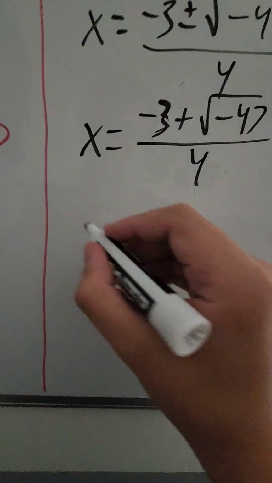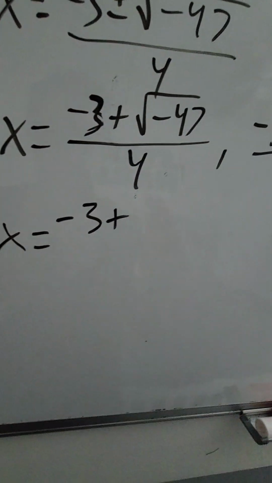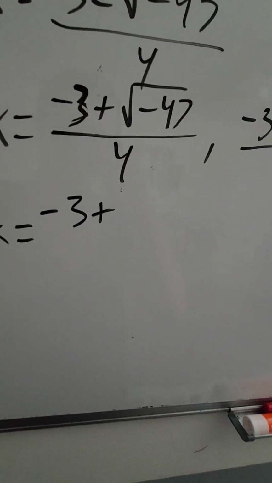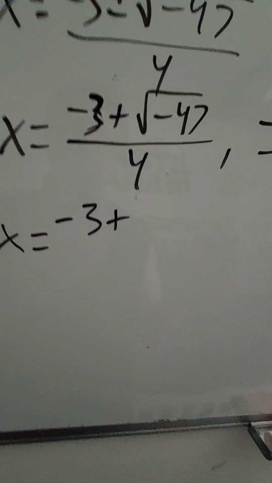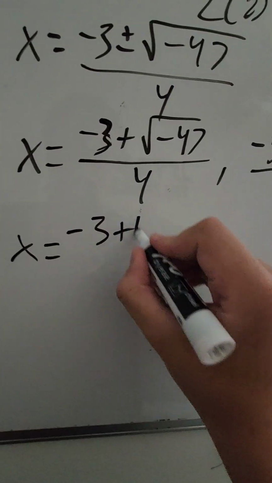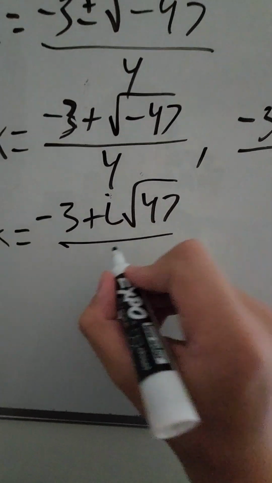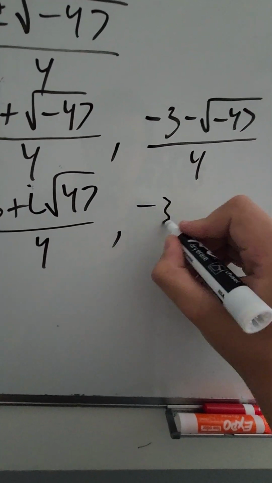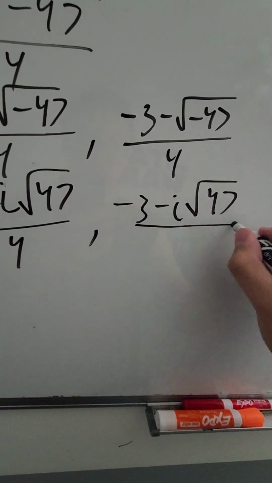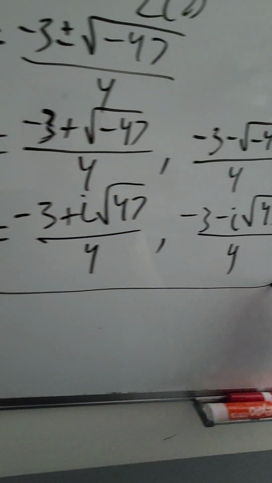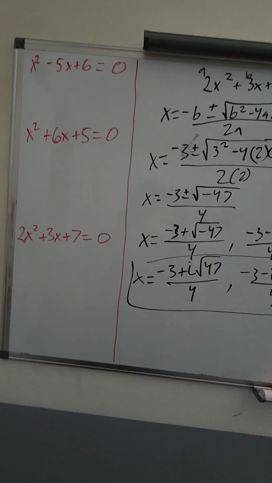So to simplify even more, we have x is equal to negative 3 plus, whenever you have a, okay, this might not be in your curriculum, but I'm going to do it anyway. If there's a negative in the square root and you have to solve for x, always put an i in front of it and then just keep 47, like just keep the number in there. So that'll be over 4, and then this is going to be negative 3 minus i times the square root of 47 over 4. And there you go. And those are the 3 ways to solve a quadratic equation.